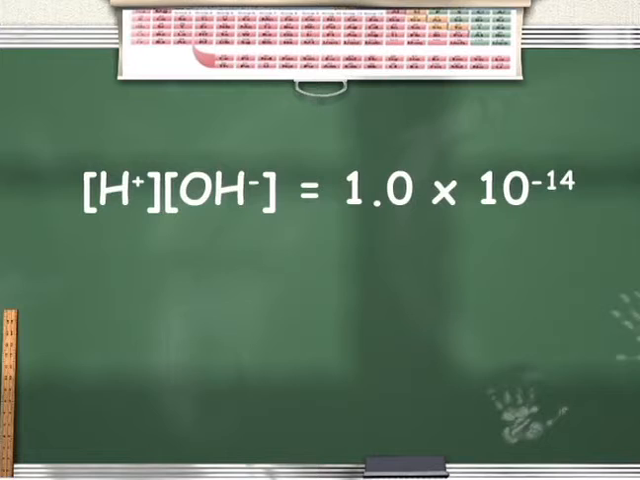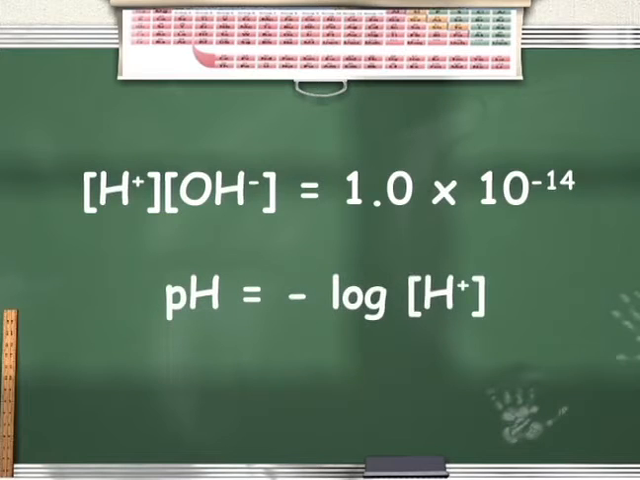Even the most acidic solutions contain some hydroxide ions, and even the most basic solutions contain some hydrogen ions. At every pH, the concentration of hydrogen ions times the concentration of hydroxide ions is equal to 1.0 times 10 to the negative 14th power. To calculate the pH of a base, you start by using this relationship to calculate the concentration of hydrogen ions, and then use the formula pH equals the negative logarithm of the concentration of hydrogen ions.